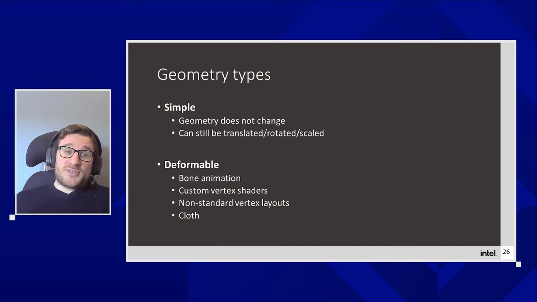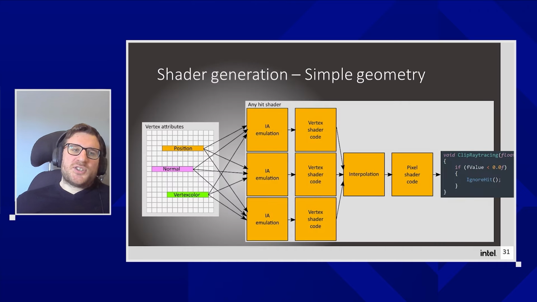For deformable geometry, these vertices are not available because they are generated on the fly by the vertex shaders. These shaders can be bone animation, custom vertex shader, non-standard vertex layout, or cloth. This kind of vertex shader is much more complex and needs special handling that we will discuss in a second. So let's have a look at how we generate any hit shader for simple geometry.